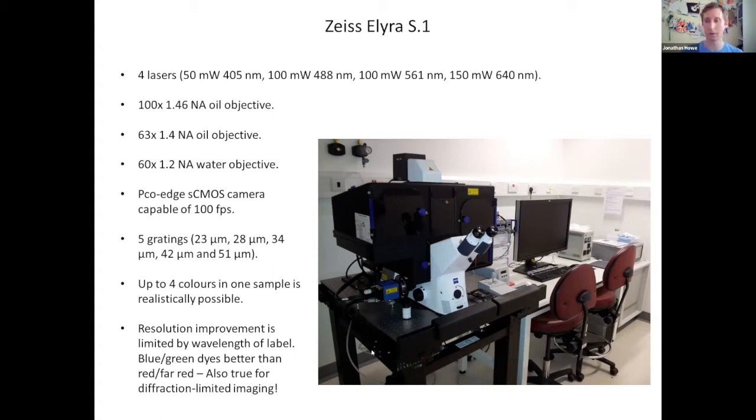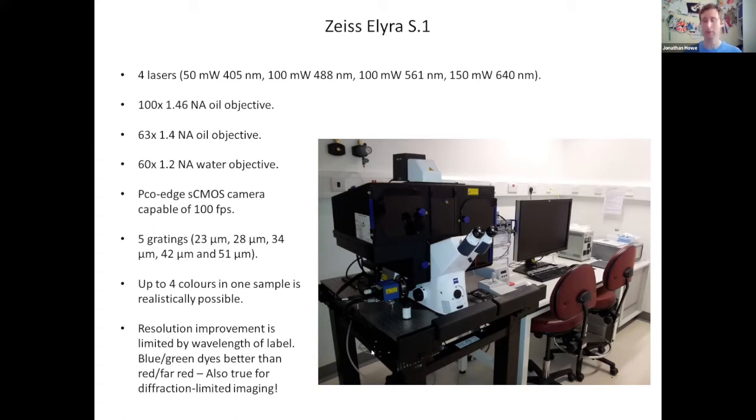And then we have various gratings, which enable us to basically select the optimum grating for the wavelength and NA that we're using to get as fine a possible modulation in the sample.